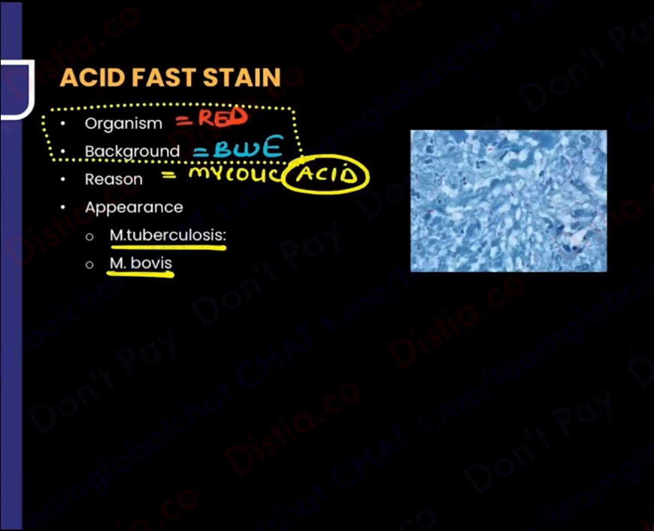Remember MTB, when you look at it, it's going to look very beaded. It's just not going to be a plain red rod like this. No, it will look a little beaded like this. That is going to be MTB, whereas M. bovis is going to be totally smooth. That is the appearance that you have. I will talk more about MTB and M.